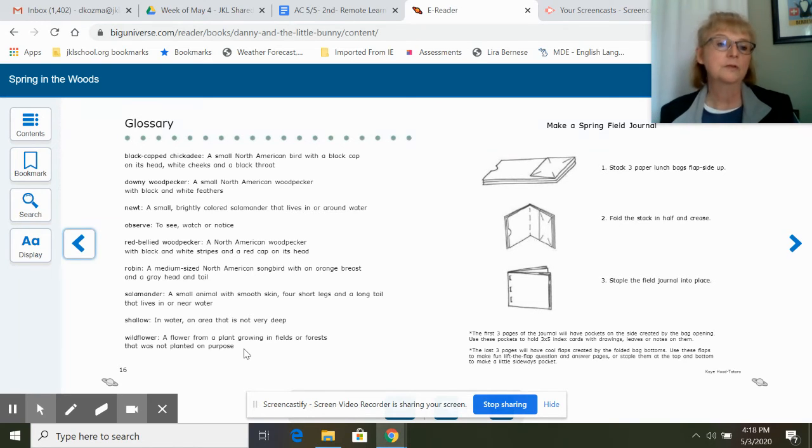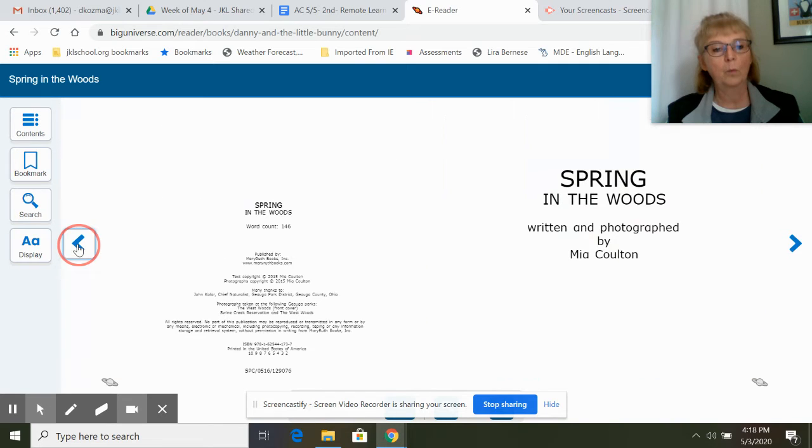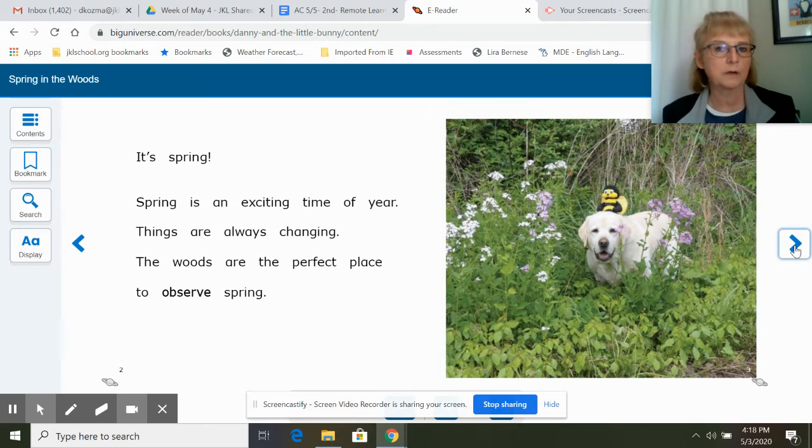Now, listen, boys and girls, these words will come up in your story. Think about them. Shallow, observe, newt, the different kinds of birds, salamander. Keep those in your heads, because remember, we're reading about the woods in spring. And if we think about our reading and what words could be in the story about that topic, it really helps us to solve some of the tricky parts.